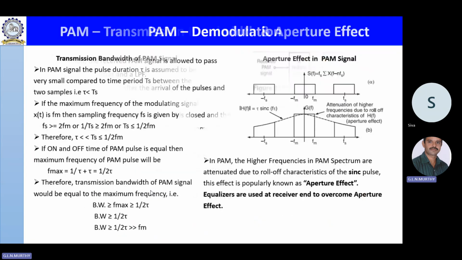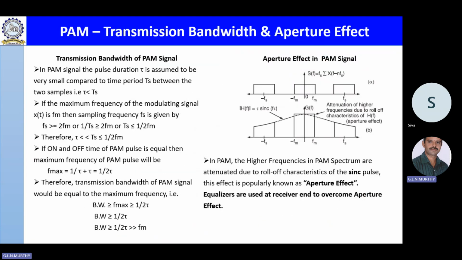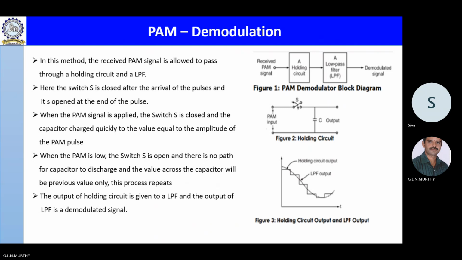Okay, then generally for transmission, any signal needs a bandwidth. The transmission bandwidth of the PAM signal is larger than the message bandwidth W. Then demodulation. We talk about definition, then generation, then demodulation. So, demodulation of PAM signal.